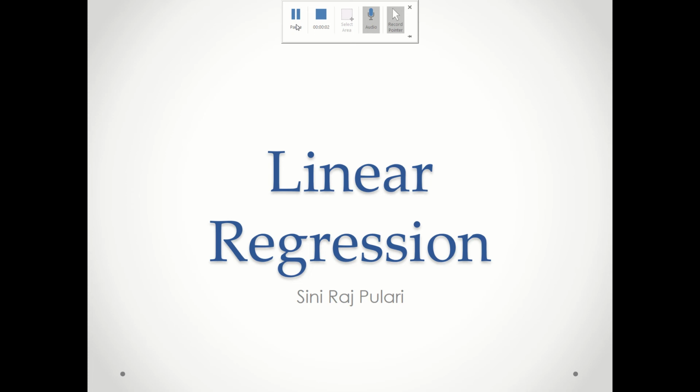Hi all, this is a session about linear regression, basically regression in data mining. So that is what we are going to see in this particular session. We can have a quick look at what linear regression is and how it is used in data mining.